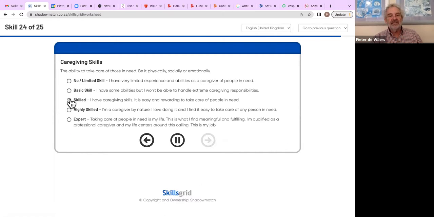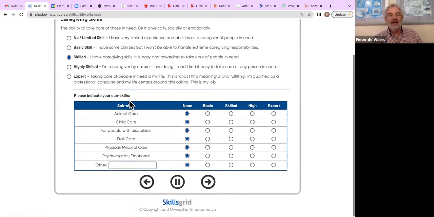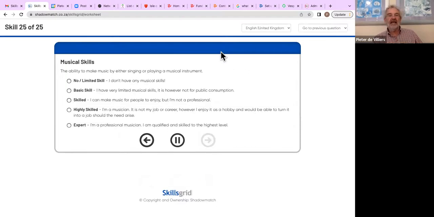Let's say this individual says, I'm skilled in animal care. Yes, I'm skilled. Child care, basic. For people with disabilities, I'm skilled. Frail care, I am skilled. Now let's make it highly skilled. Physical, medical care, basic. And psychological and emotional, I'm highly skilled because I said I am a coach. Now this says, okay, we will have a look at your results and adjust.